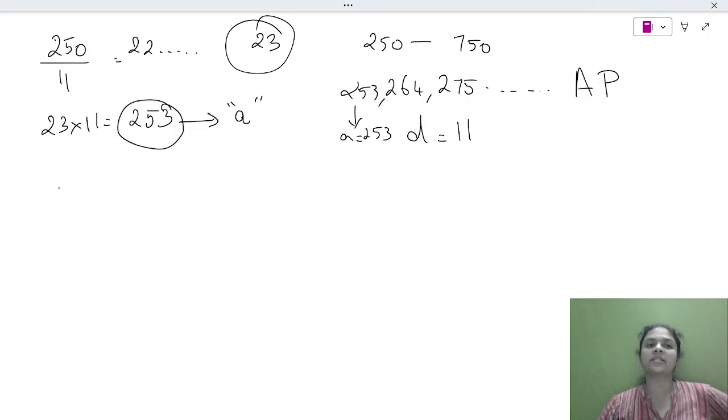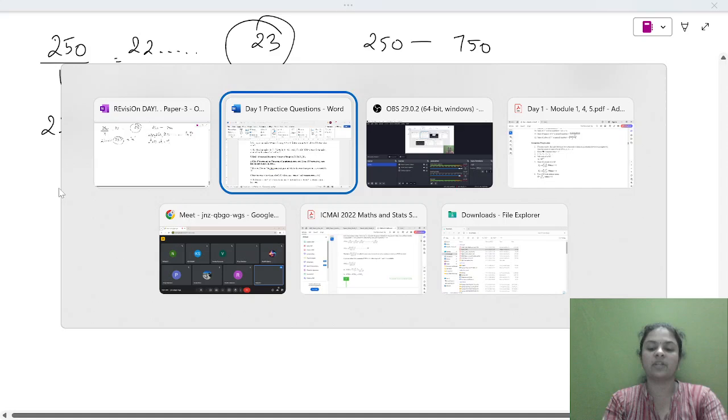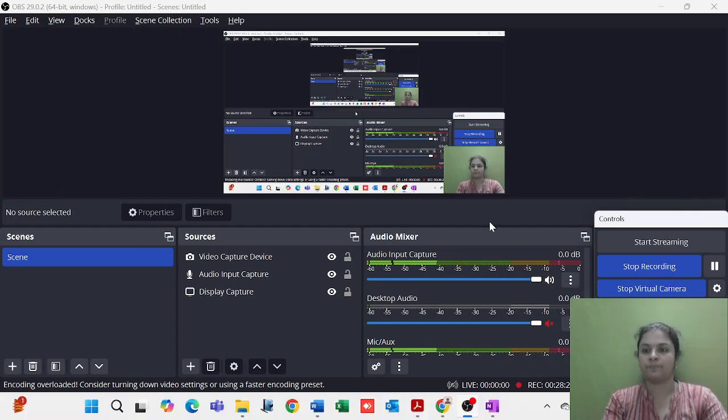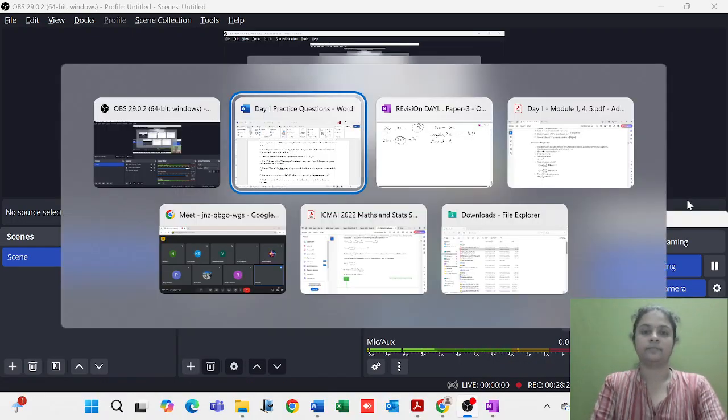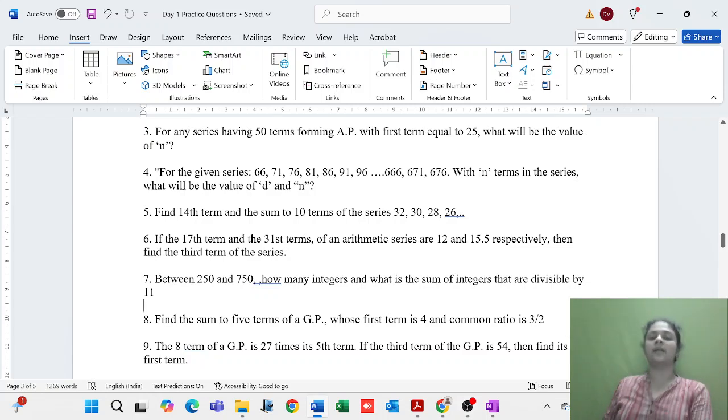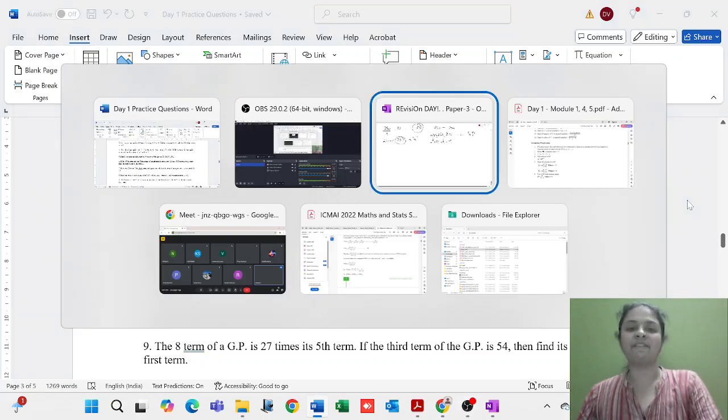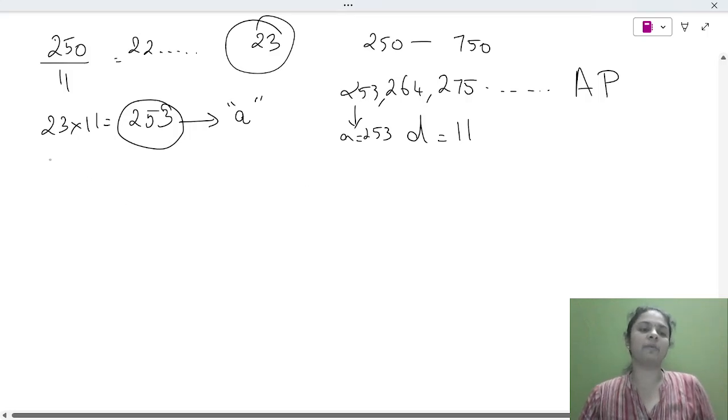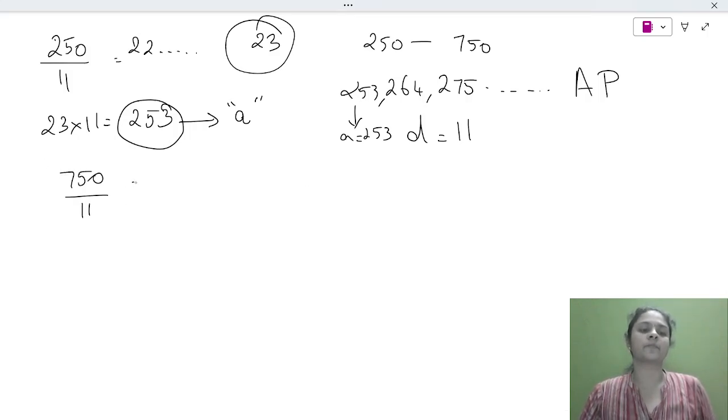Once we know the last number, then we have the formula to find n: L minus A divided by D, plus 1. Now find out L. Go ahead, try. How to find out the value of L? Let us divide 750 by 11. What number are we getting for 750 by 11? 68.18.